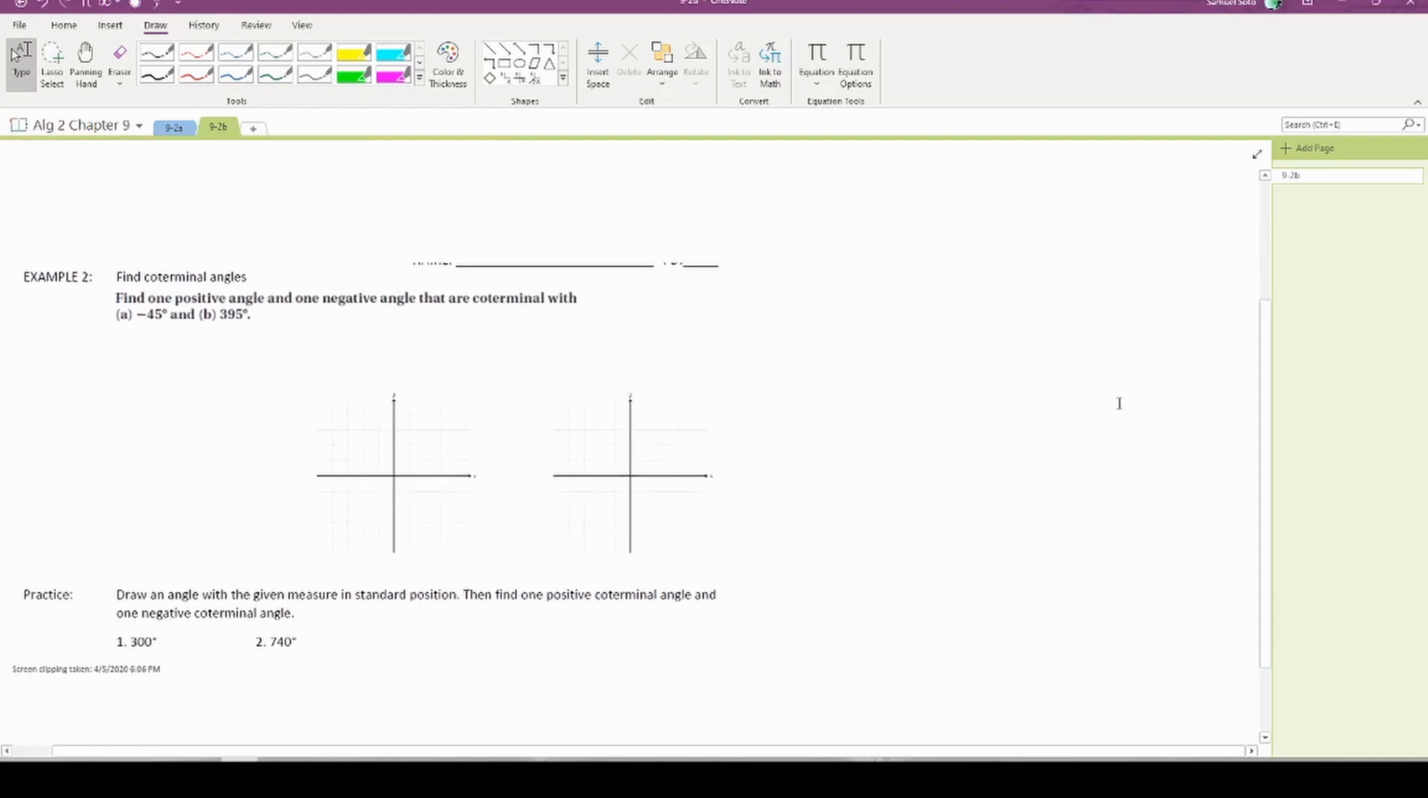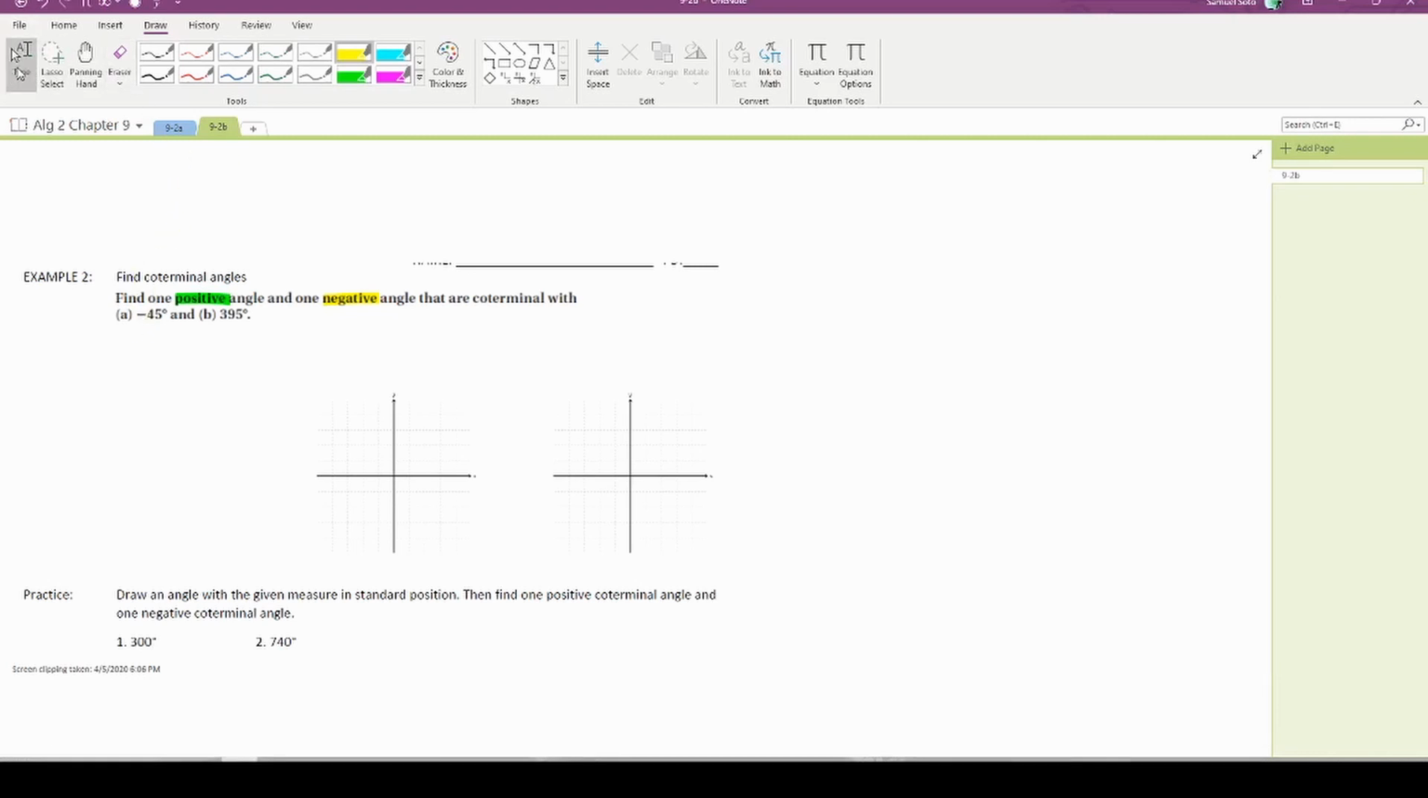All right? So let's do example number 2. Find one positive angle and one negative angle that are coterminal with negative 45 and 395. There are many such angles, and it depends on what multiple of 360 is added or subtracted.